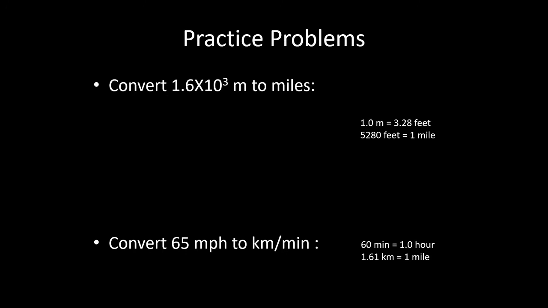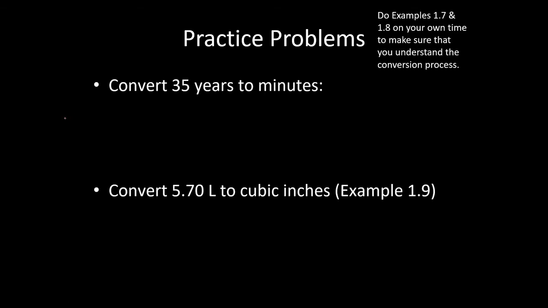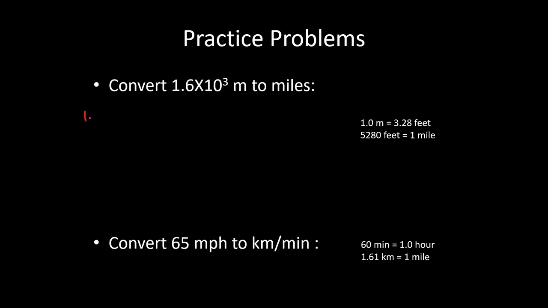So, we have 1.6 times 10 to the third meters, and we want to convert that to miles. Now, I realize here we actually haven't seen scientific notation yet, so I'm going to work through this one with you first, and then we'll look at more scientific notation in the coming slides. But the process is going to be the same. So we're going to start here with 1.6 times 10 to the third meters. We're going to write it as a fraction.